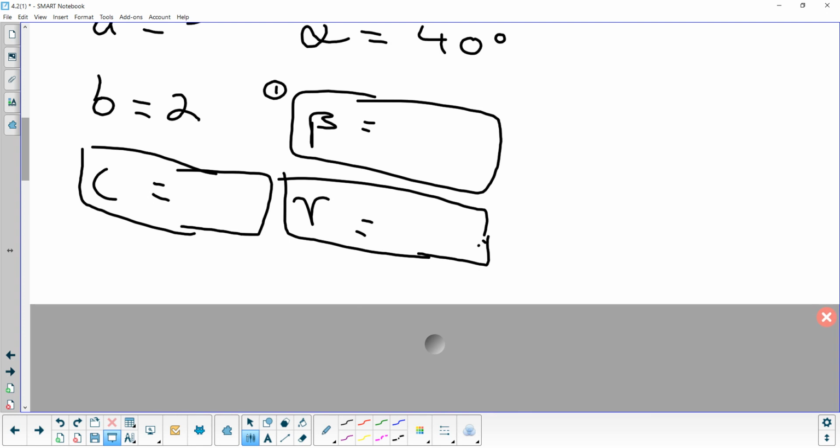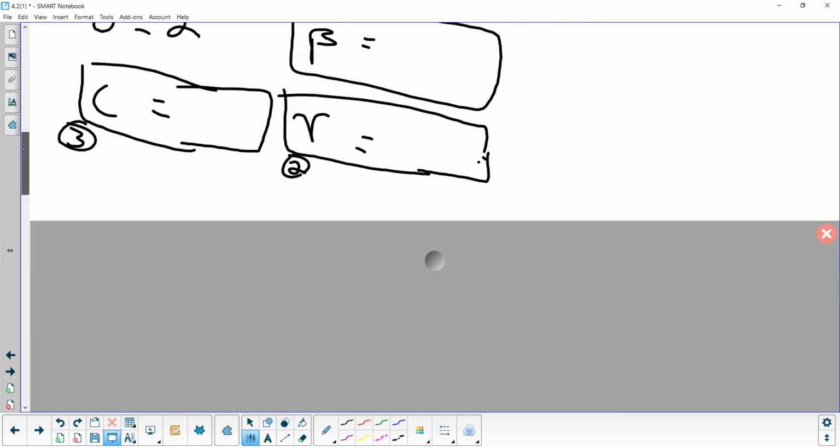Then, once you have beta, you'll have two angles. Then you can use those to get the third angle. That'll be step 2. And then once you have this angle, then you can finish by finding that side. All right, so let's set this up to find beta.